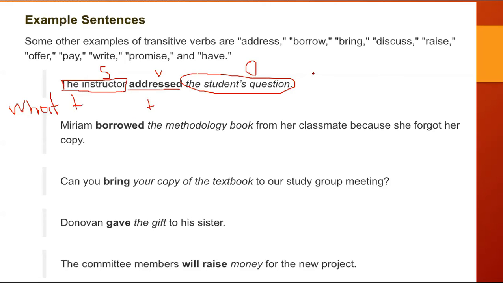Is the verb transitive or intransitive? Transitive. Why is it transitive? Because the formula tells us that we have an answer. So we have an object. So that means that this verb is transitive.